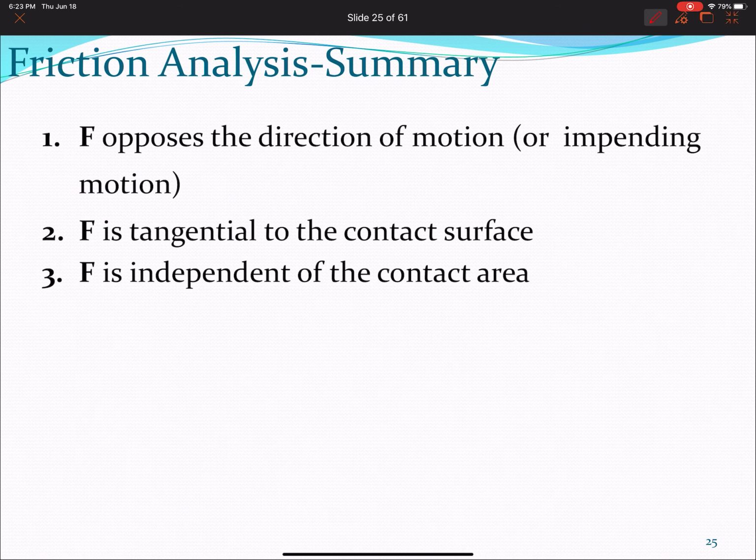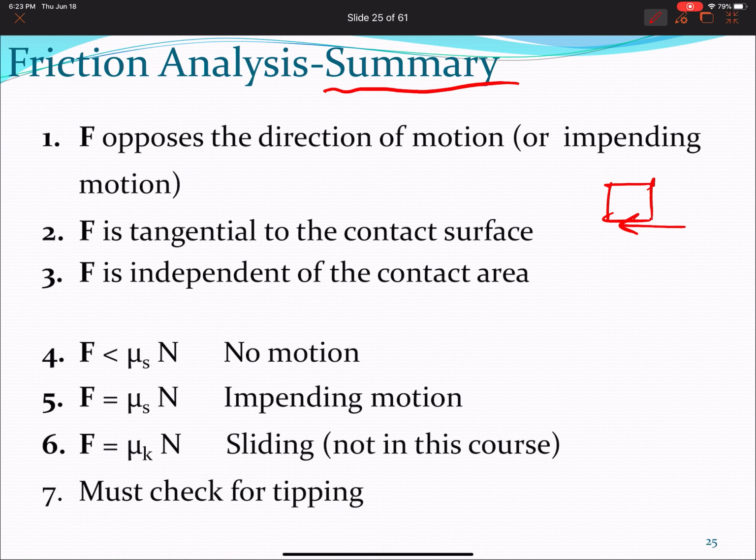So, summary of what we have learned in this video. The friction force opposes the direction of motion or impending motion. F is tangential to the contact surface. F is independent of the contact area. It depends only on the normal force through the coefficient of friction.